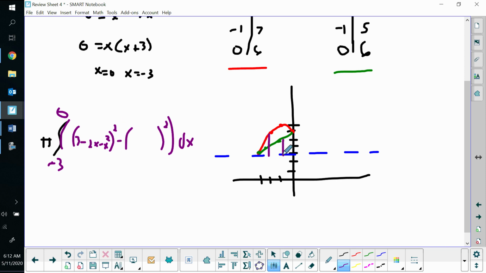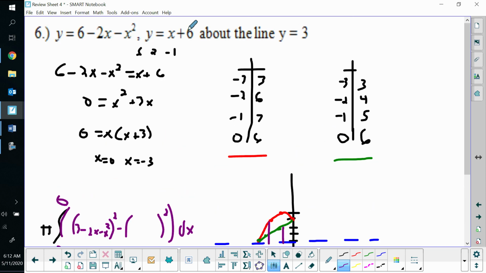For the inner radius, again, you're doing top minus bottom. So here it's the green line minus the y equals 3. If we do this line minus 3, we'll get x plus 3.